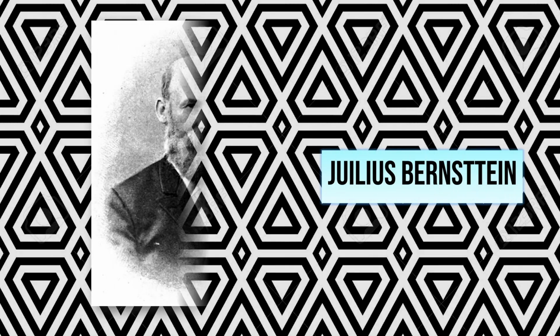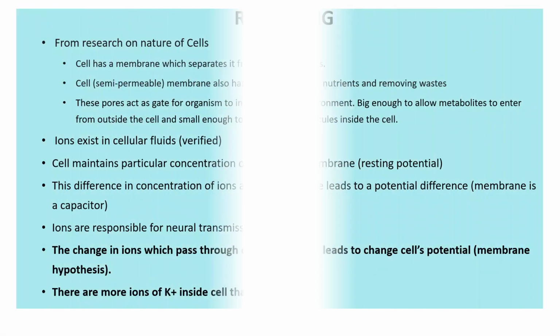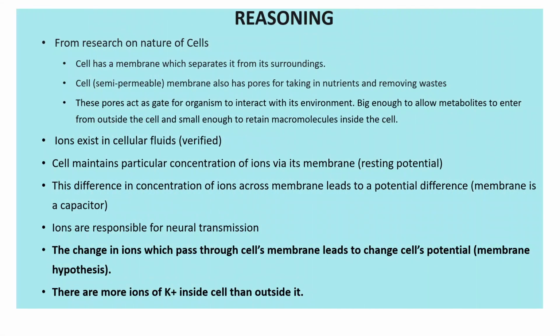So we are starting with our next scientist, whose name is Julius Bernstein. His main work was giving a hypothesis on a cell membrane, specifically that of neuron. Obviously from cell theory, by knowing the nature of a cell that was discovered by Hooke and others, we came up to certain findings that a cell has a membrane, it separates it from its surrounding.